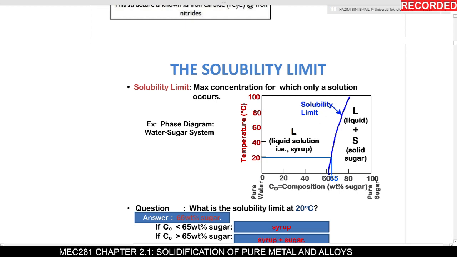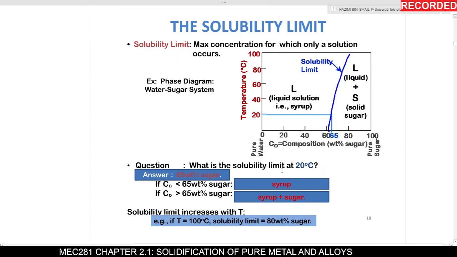So here the example asks you to find the solubility limit at 20 degrees Celsius. This is the example diagram of the solubility limit. To find it, you find the temperature 20 and then project the line to the solubility limit curve, and from there you track down to the x-axis to find the composition of sugar. Here we know 65%, so the answer is 65% sugar.